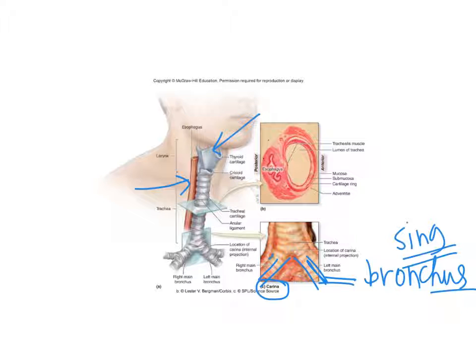Bronchi is plural. Now if we look at this, hopefully you can see, here's the muscle. Here's the esophagus behind it. This is where the air is going to go. And then here's the cartilage ring. It's all going to be lined with mucosa, submucosa, and on the outside is adventitia.